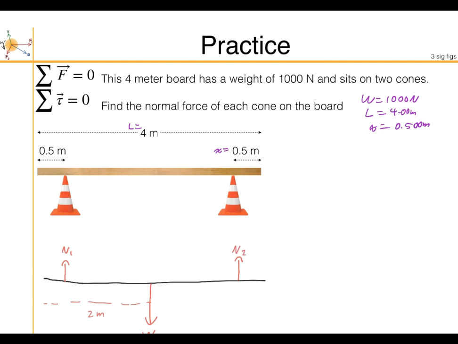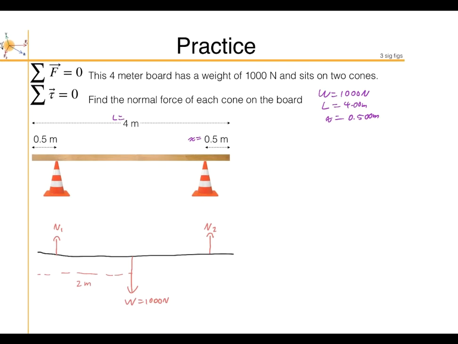Now the cones are equidistant on either side. So if the total weight downwards is 1,000, and this is nice and symmetric, it's not unreasonable to assume that the 2 normal forces will be the same and that they will add up to 1,000. So we can expect that our answer will be 500 newtons up for each of them, because 1,000 down, so there's got to be forces up that add up to 1,000. But let's do it the long way to make sure that it makes sense.